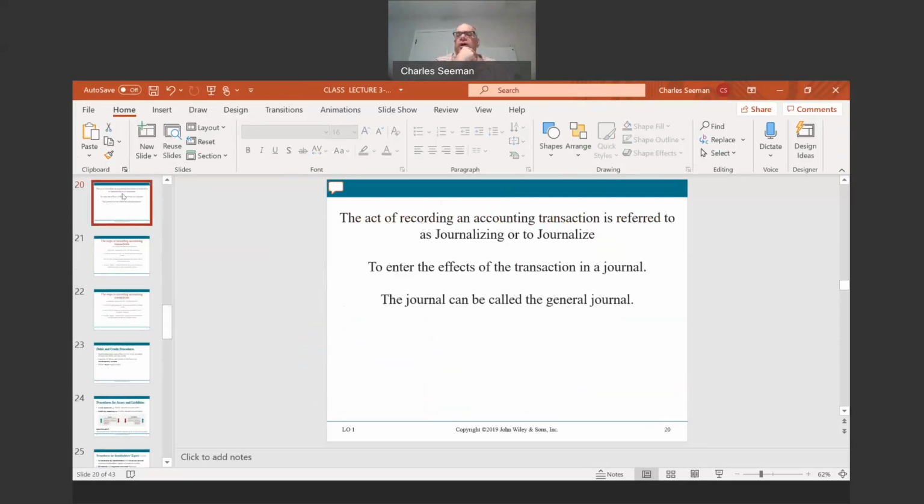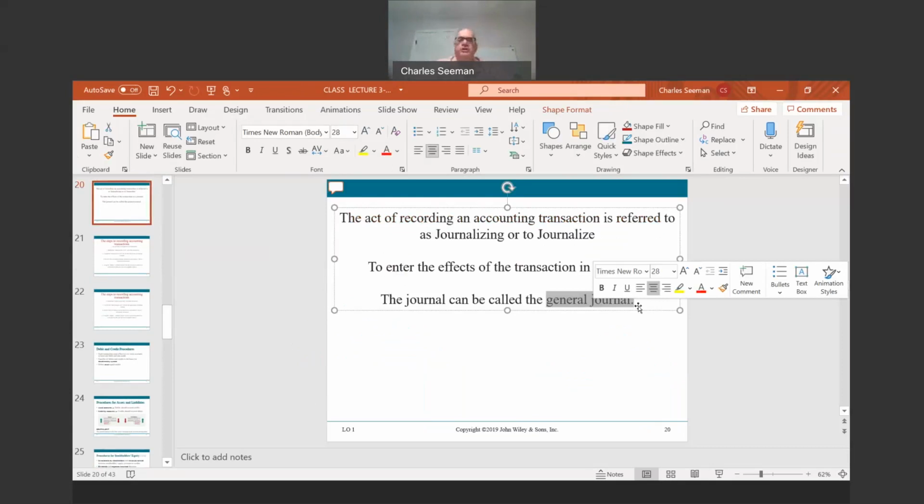The act of recording an accounting transaction is referred to as journalizing, or to journalize. The entity records the transaction in a journal. The journal can be called the general journal. That's the first journal we look at, and we'll see what one of those looks like in a couple of seconds. So we have the steps of recording accounting transactions.